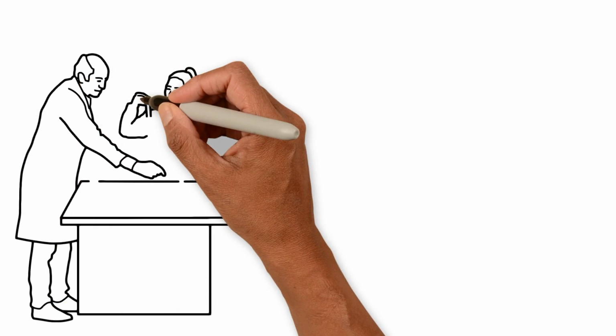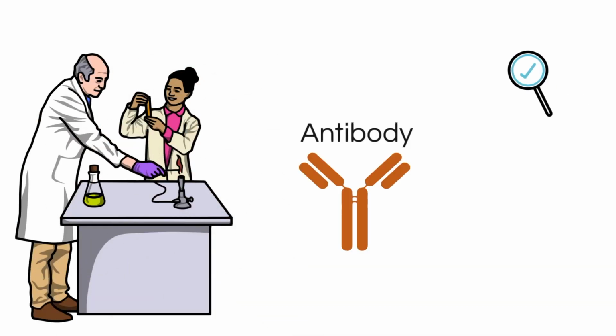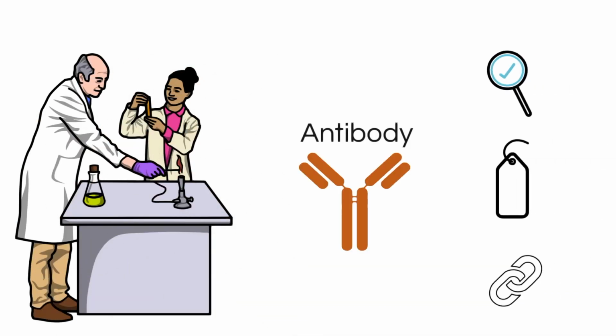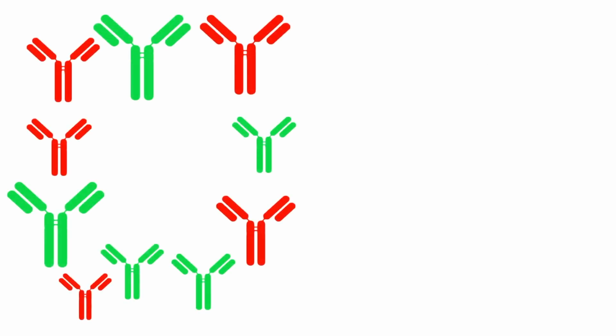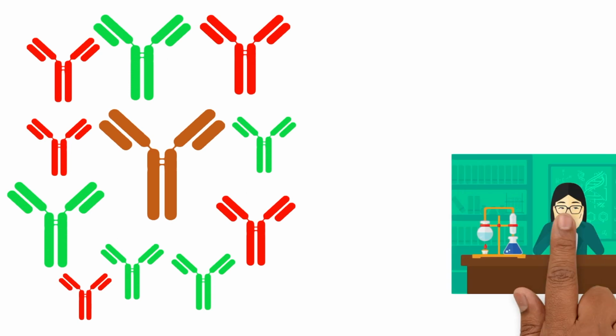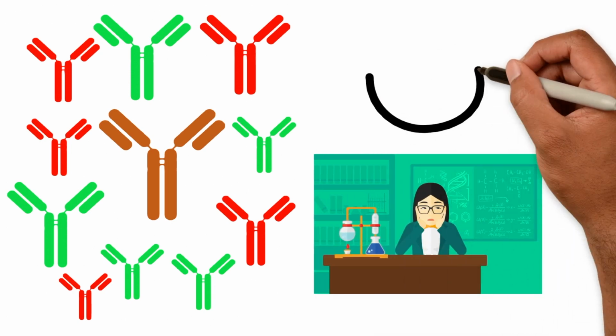Scientists in research and drug development use antibodies to recognize, identify, and bind to specific cell types. There are millions of antibodies available. How can a scientist determine which antibody is best for their application?